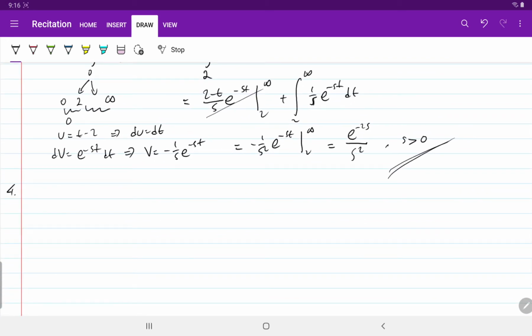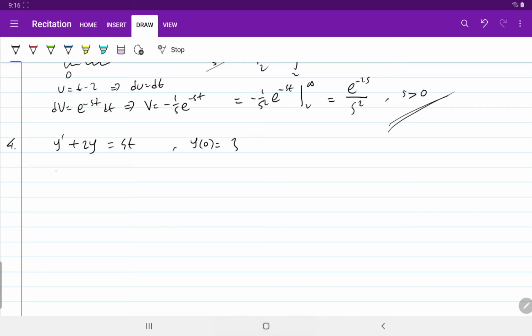Last problem, number 4, is a differential equation. We have y prime plus 2y equals 40t. Initial condition y of 0 equals 3. Okay, so let's use Laplace transform: the Laplace transform of y prime plus 2y equals the Laplace transform of 40t. We need to assume that this holds for t greater than or equal to 0.